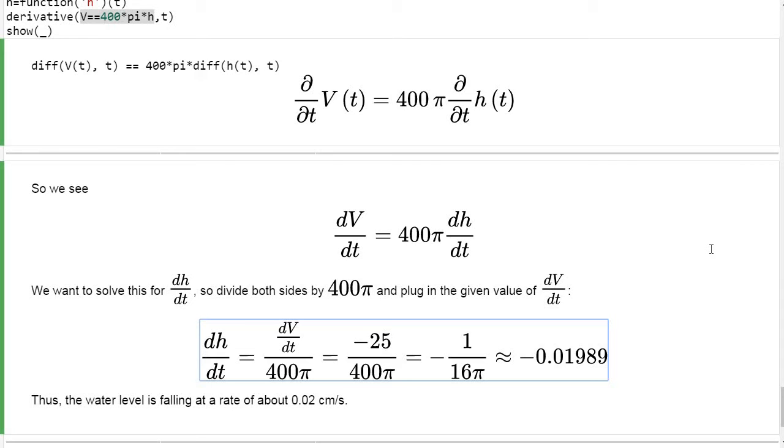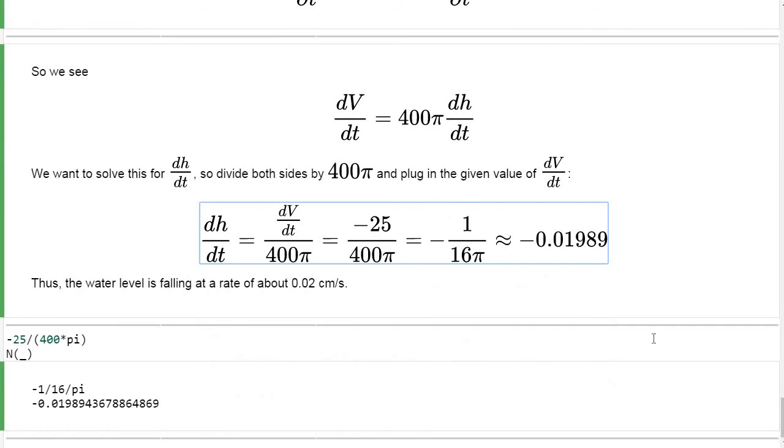We're told the derivative of v is negative 25. Negative because the volume is going down. It's decreasing. So when something's decreasing, its derivative should be negative. And that gives us roughly negative 0.02 as the rate of change of the water level. Okay, and again, that's dropping, so we should have a negative derivative for that decreasing quantity.